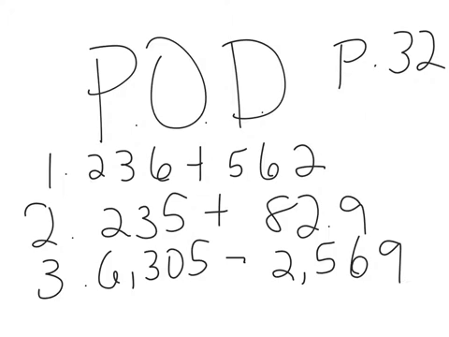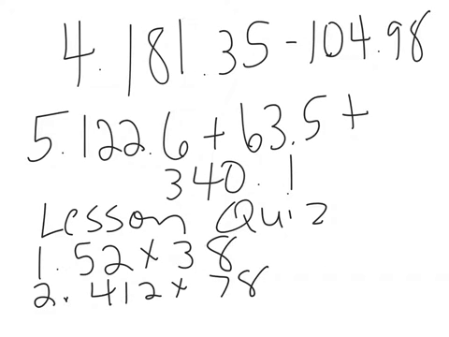And the first POD is 236 plus 562. Second one is 235 plus 82.9. And 3 is 6,305 minus 2,569. Okay, number 4 is 181.35 minus 104.98. Don't forget these points there, right there. Number 5 is 122.6 plus 63.5 plus 341.1, and then you have a lesson quiz to do.